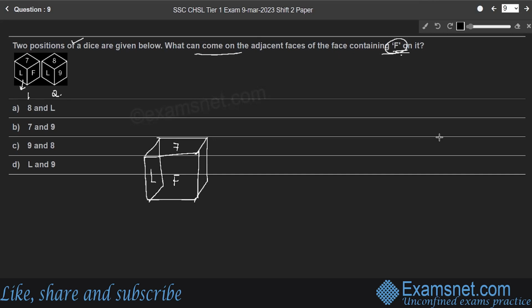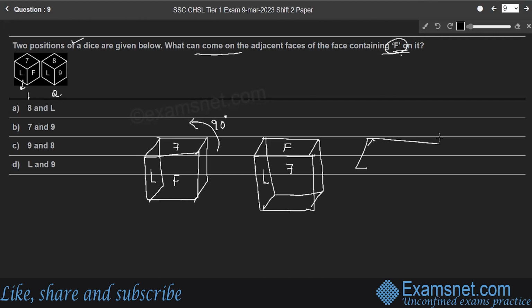So when this dice is rotated through 90 degree, just imagine the dice is rotated through 90 degree in anti-clockwise direction. So the positions of these faces, right? Particularly the numbers. So keeping L constant, keeping left face constant, just rotate the dice through 90 degree, right? So this front face becomes a top face. So F becomes top face and 7 becomes back face, right? 7 becomes back face. Again, rotate the same dice through 90 degree.